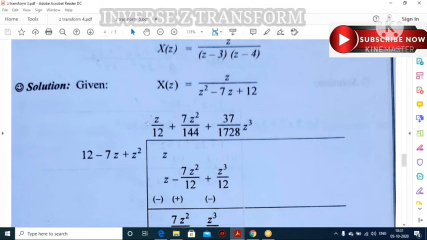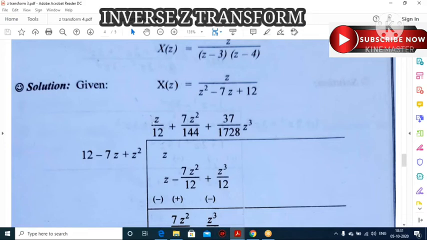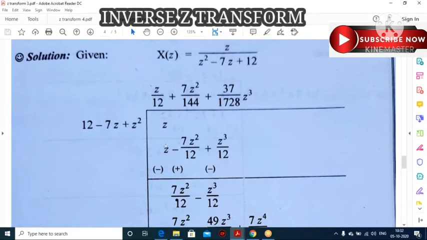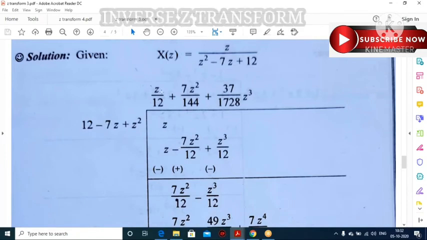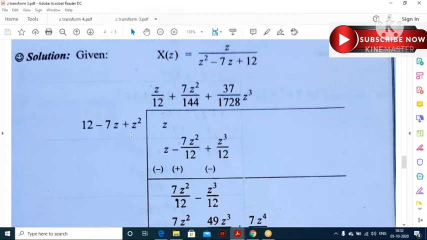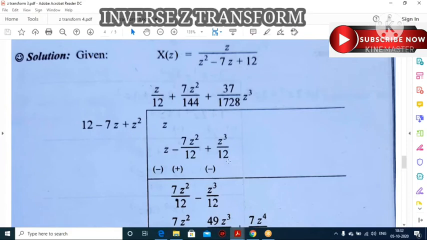So z by 12. Take the quotient as z by 12. This multiplier, z by 12, is multiplied with this whole term. So now it becomes z by 12 into 12; the 12 cancels, you get z. Minus z by 12 into minus 7z, so minus 7 z square divided by 12. Next, plus z by 12 into z square, so it becomes z cube by 12.